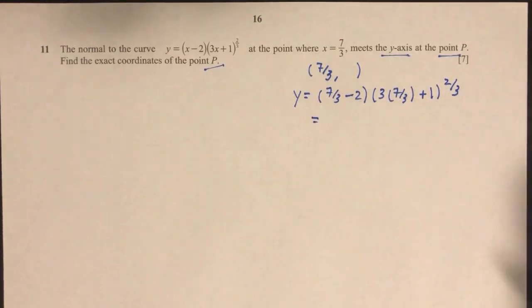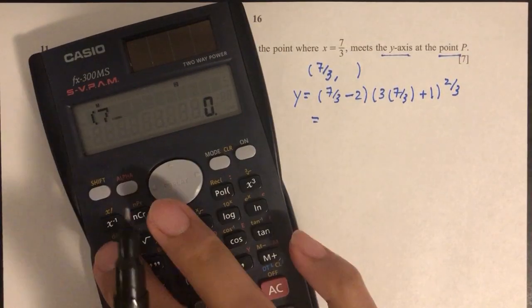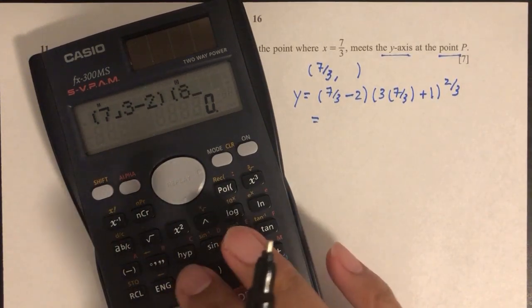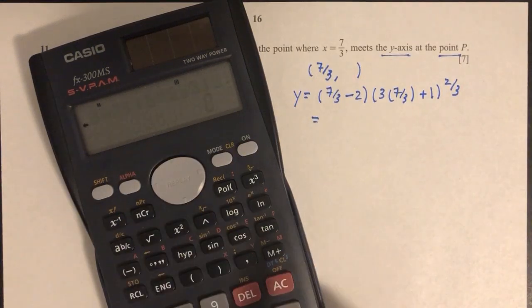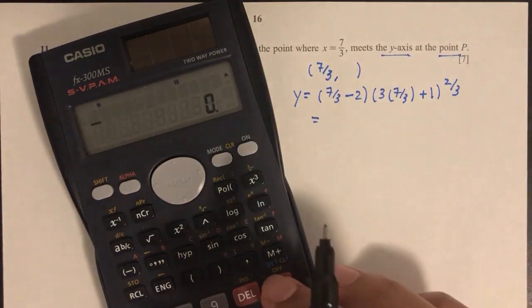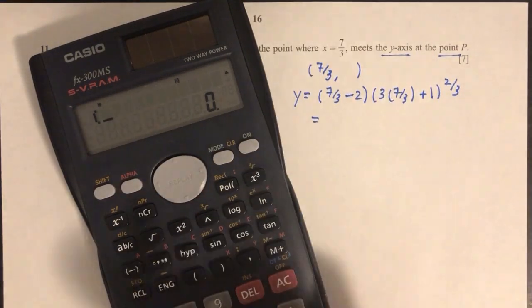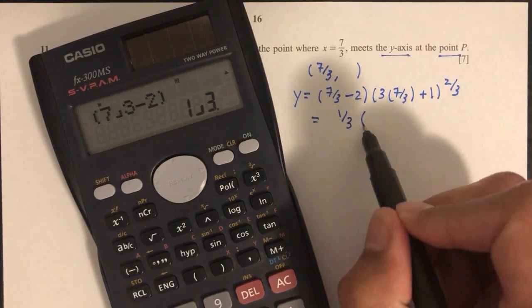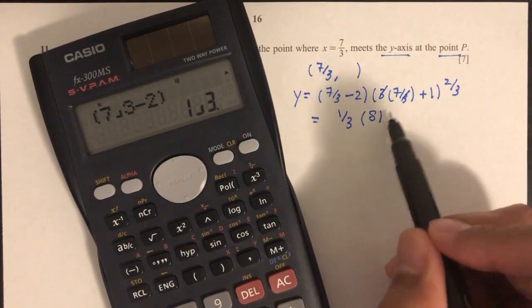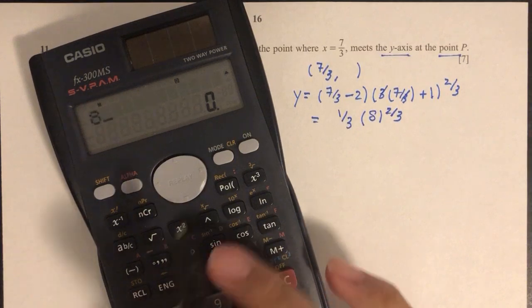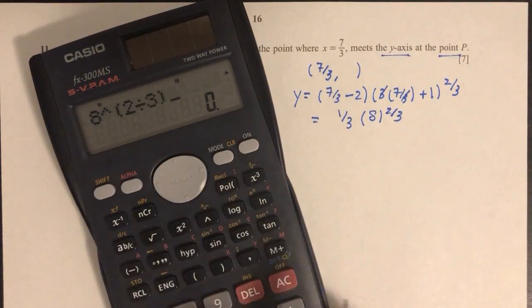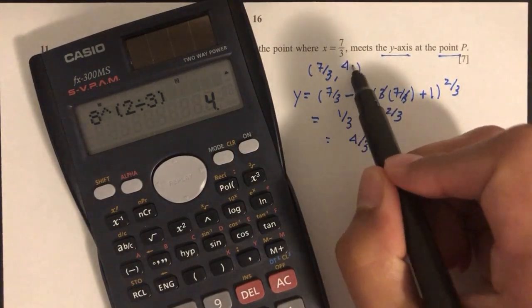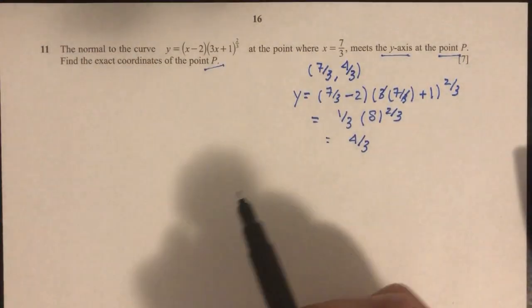So let's replace x with 7/3 in y: 7/3 minus 2, times 8 to the power of 2/3, let's simplify. Let's try again. So 7/3 minus 2, that will be 1/3, times 8 to the power of 2/3. So 8 to the power of 2/3 should be 4. So that should be 4/3. That's the y coordinate of the point.